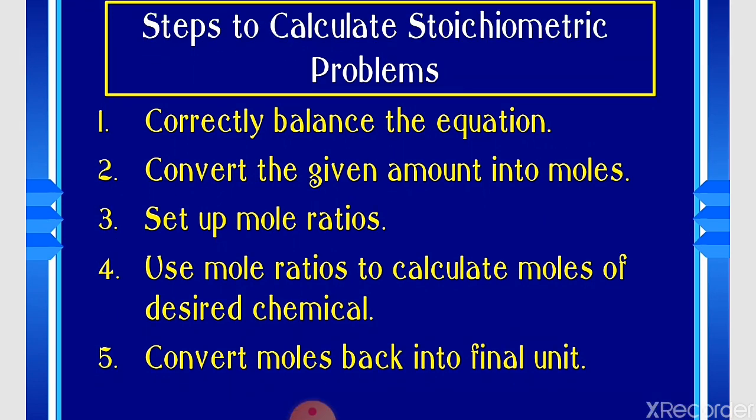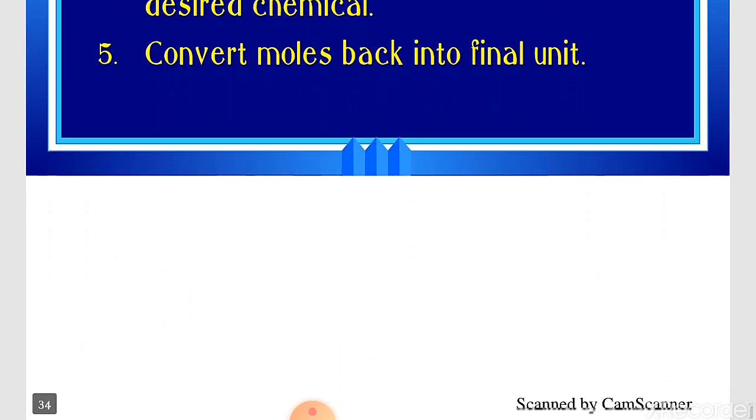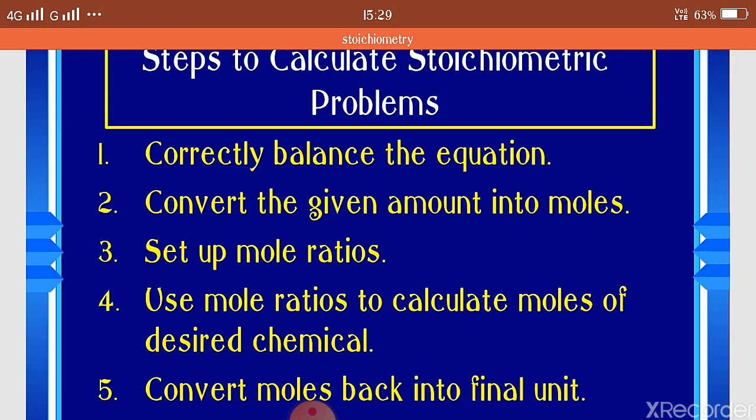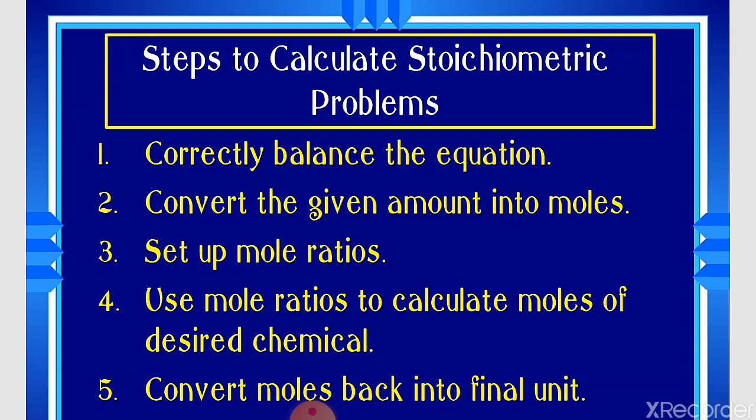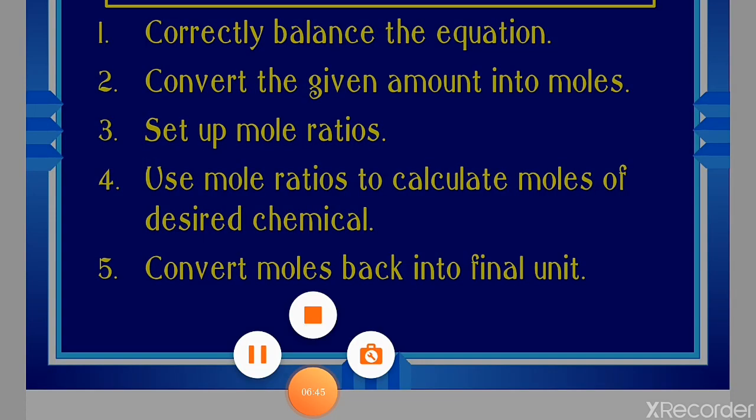Now, what are the steps to calculate stoichiometric problems? The first thing is to correctly balance the equation. Then convert the given amount into moles. Set up mole ratios. Use mole ratios to calculate moles of the desired chemical. Then convert moles back into the final unit. So these are the basic steps that you use to solve stoichiometry. I hope it's clear. First balance the equation, then write the given amount in moles, set up mole ratio, use mole ratio to calculate moles of the desired chemical, convert mole back into the final unit.